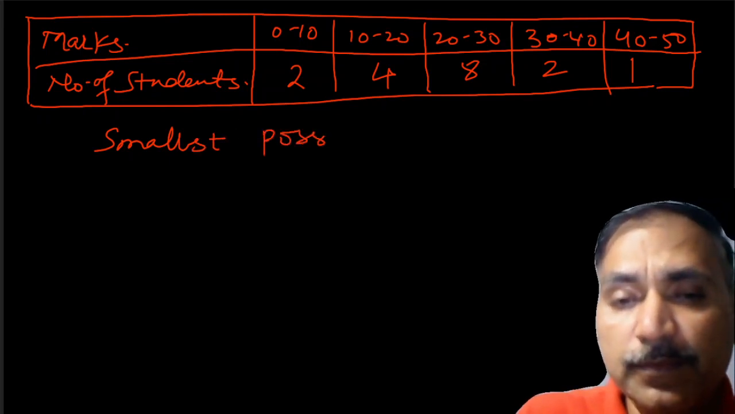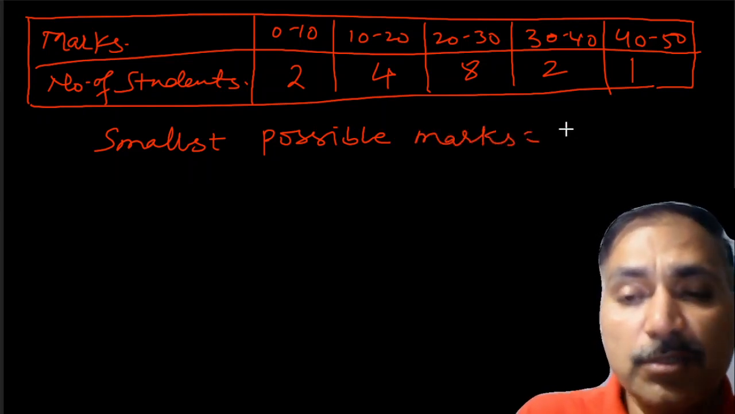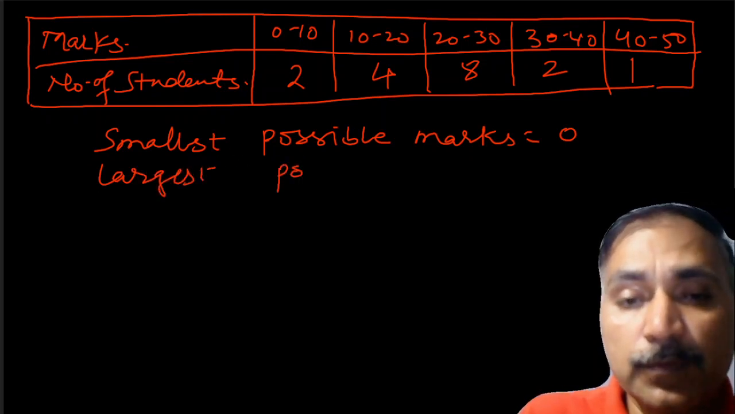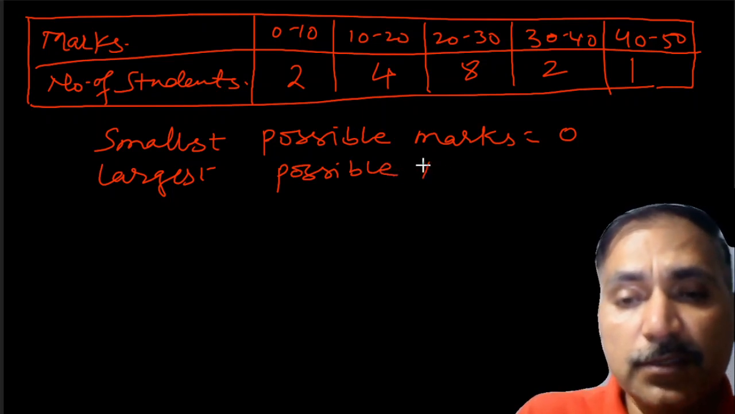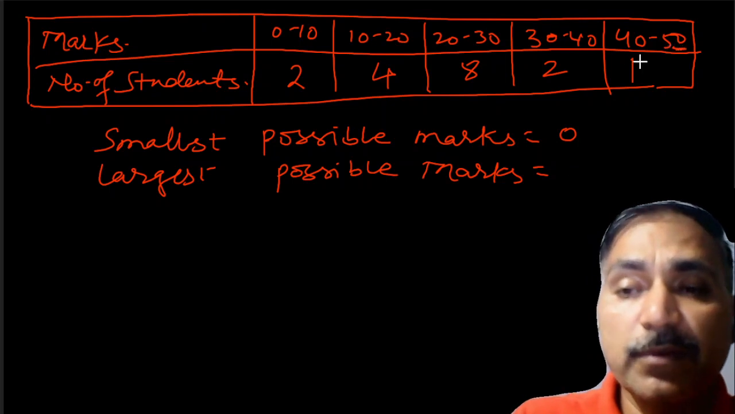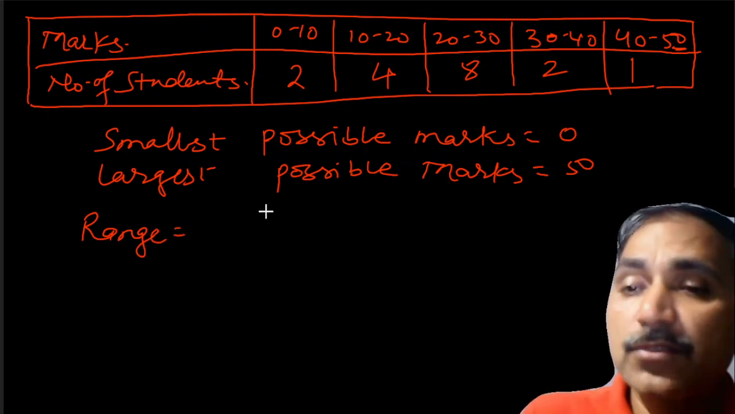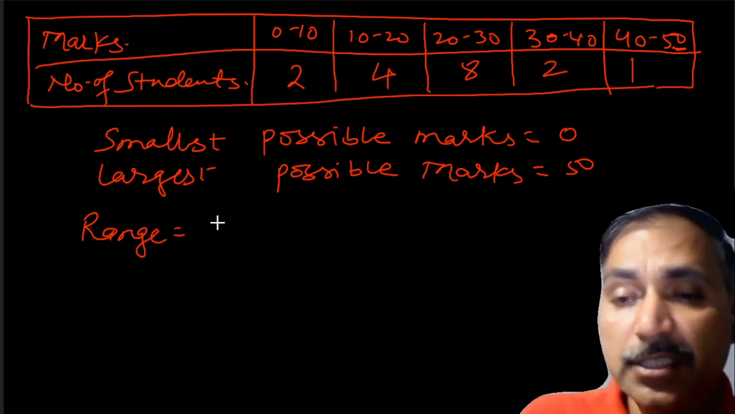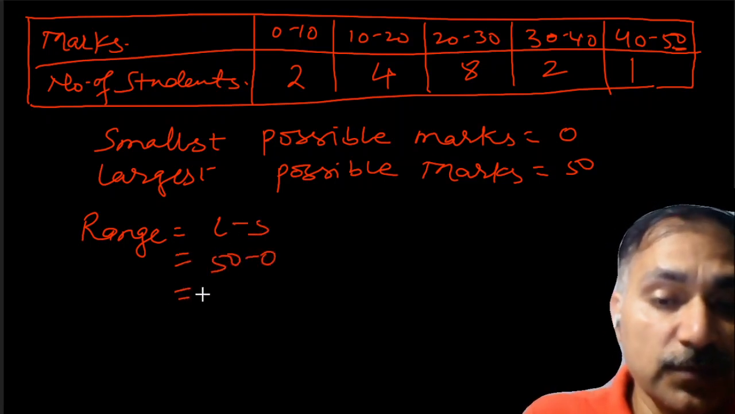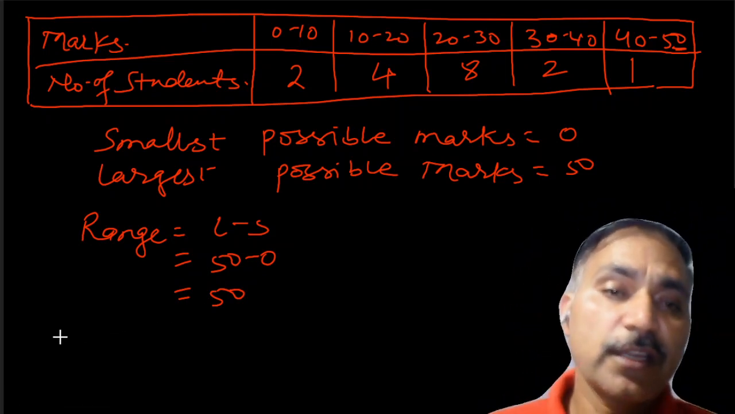Smallest possible marks, that is going to be 0. And the largest possible marks, that is the largest maximum possible value is 50 here. So range, that is going to be highest minus, that is largest minus the smallest, L minus S, that is 50 minus 0, that is 50. I hope you have understood how to find out the range for group data.